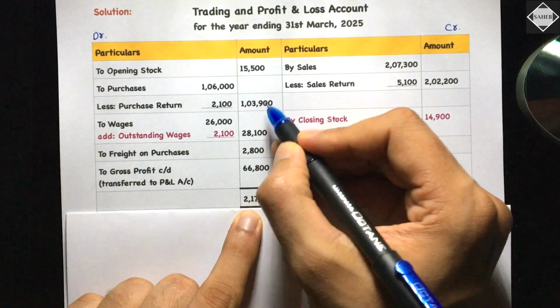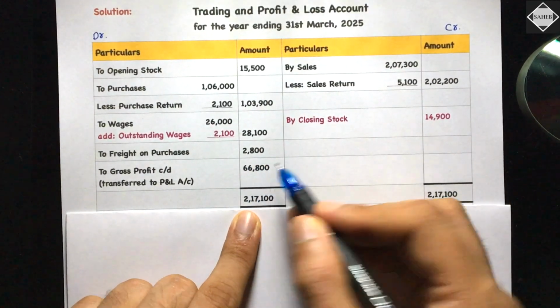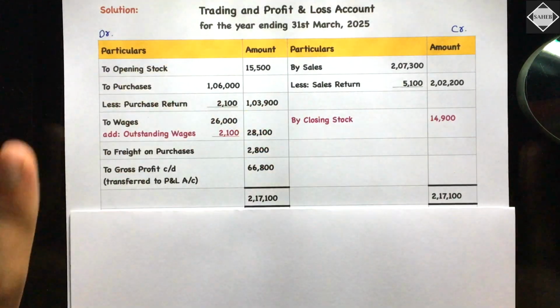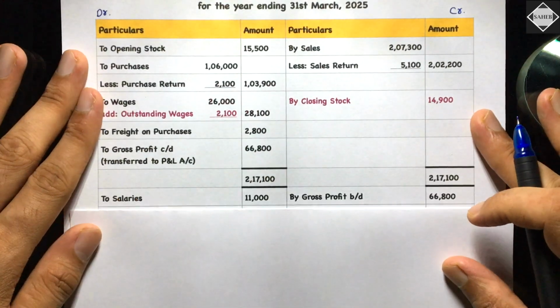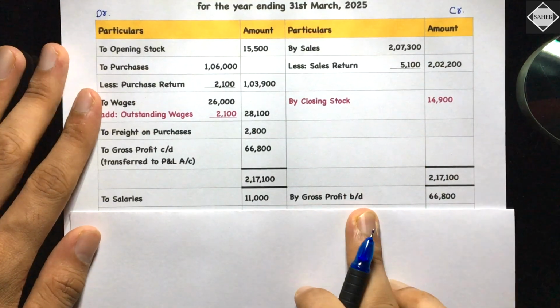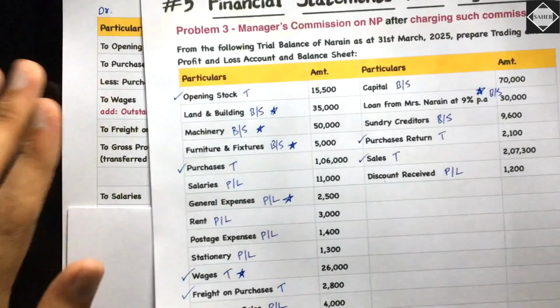2,17,100 minus this, that is equal to 66,800. Is it clear? Simple and straightforward. Now what will happen? This gross profit will be transferred to P&L. On the other side, by gross profit brought down 66,800. Then go back to the question.